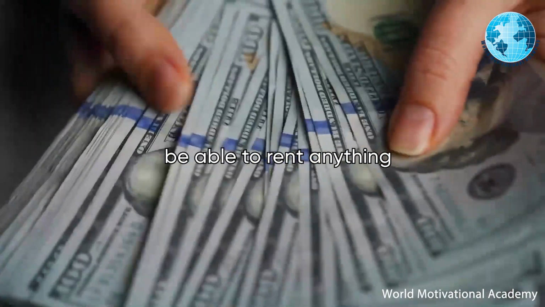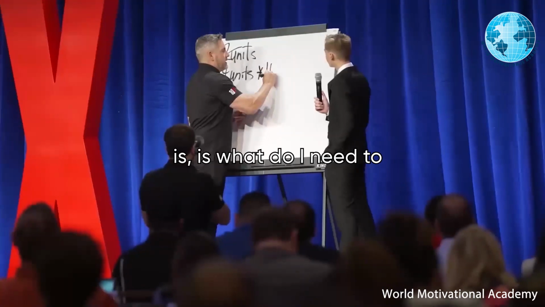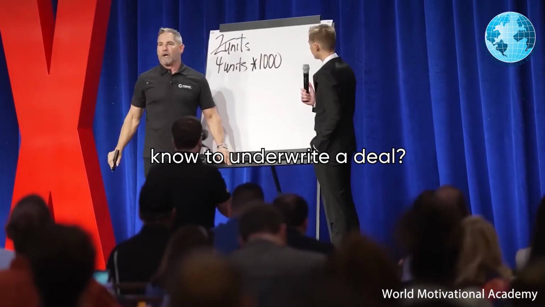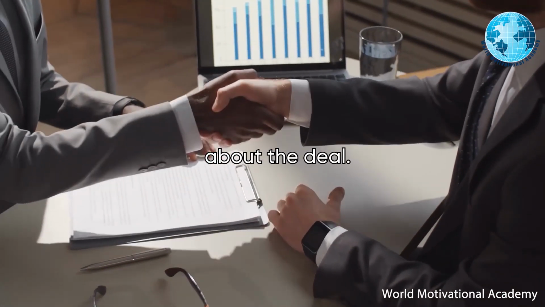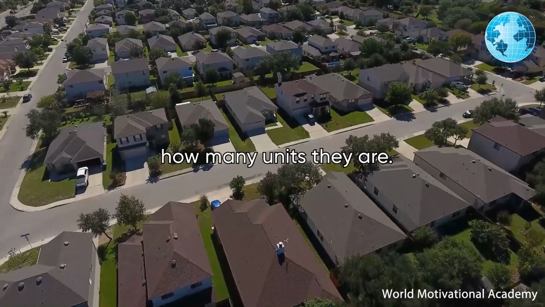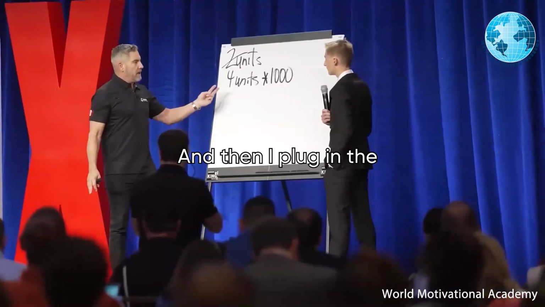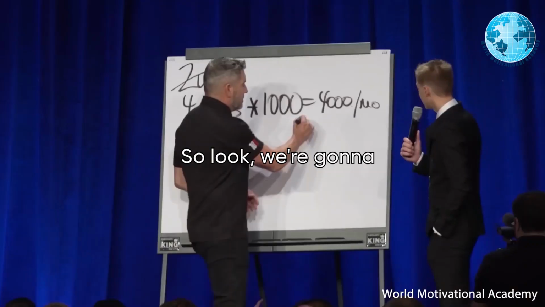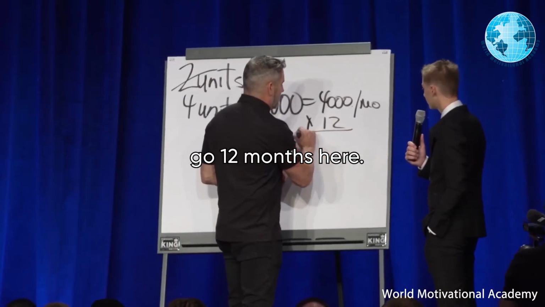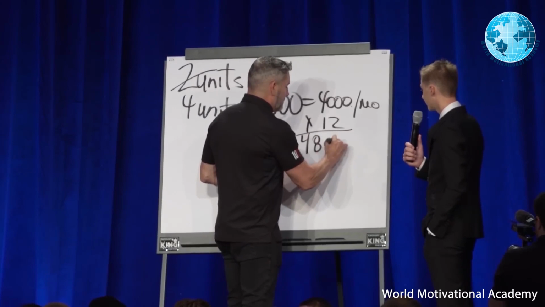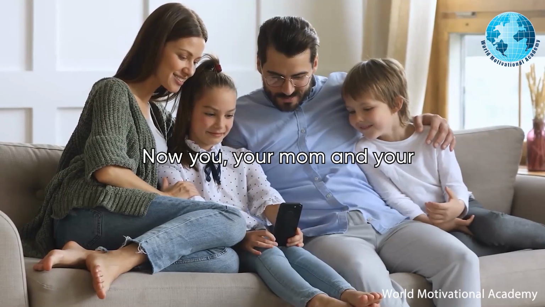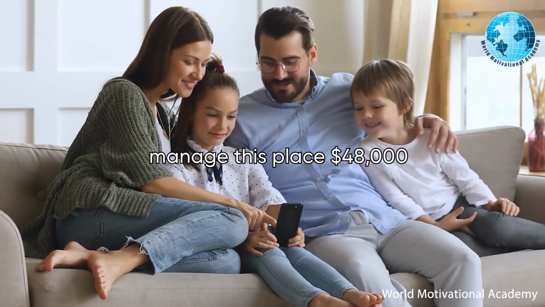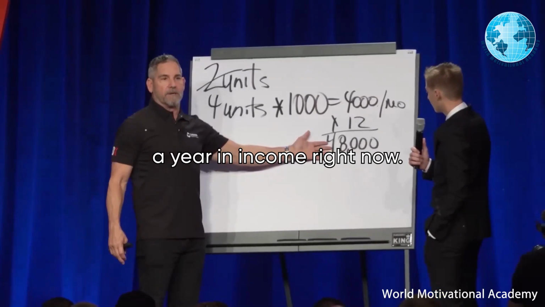So what do I need to know to underwrite a deal? I don't know anything about the deal. All I know is how many units there are. And then I plug in the rent, and then I know there's $4,000 a month. So look, we're going to go 12 months here. That's $48,000 a year. Now you, your mom, and your dad are probably going to manage this place. $48,000 a year in income, right?